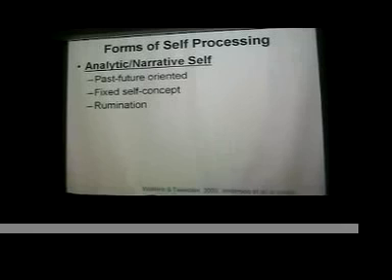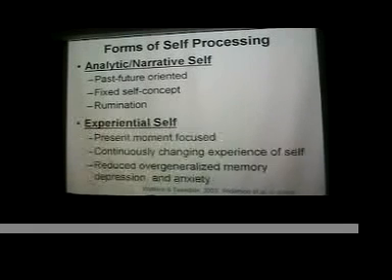So one form that's been looked at is the analytic or narrative self, which is more of a past, future-oriented sense of self. It's a fixed self-concept and really associated with rumination. Another aspect is the experiential self, a present-moment focused, continuously changing experience of self as a transient, impermanent phenomenon. And this has been associated with reduced overgeneralized memory, which is related to depression and anxiety.